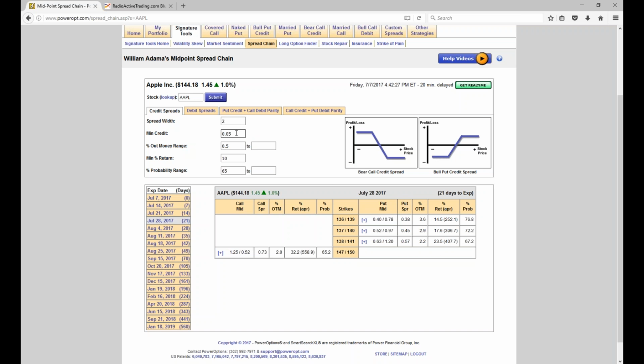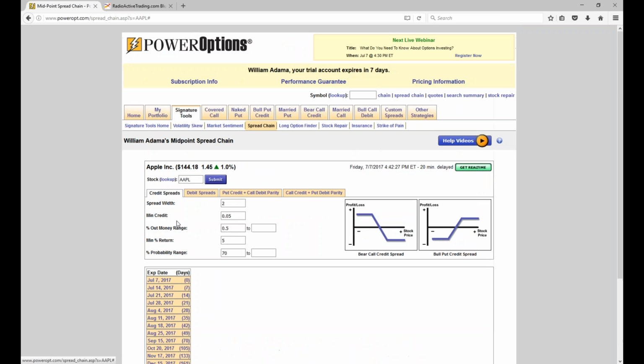And I'm just going to put in some minimum criteria. I like to stick with a 2-point spread. I'll explain why in a moment. My minimum net credit on the position, I am going to keep at 5 cents. And we're going to want a 70% probability. Return, I'm going to lower to 5. You'll see why in a moment. And the out of the money range, I'll leave at 0.5.